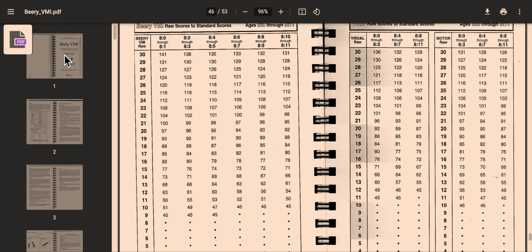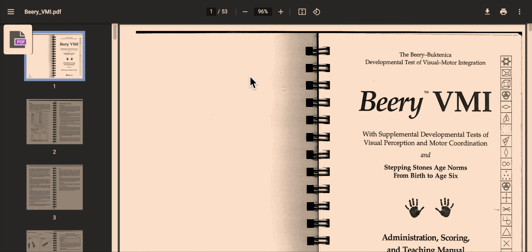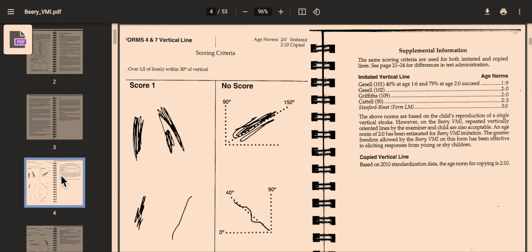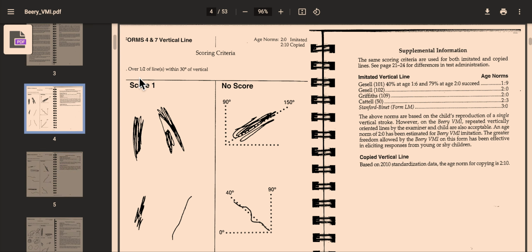Okay, we're going to take a look at how you're going to do the scoring on the VMI. At this point, you have completed how to calculate a chronological age correctly by watching the YouTube video link that was provided in your resources, and you have administered the VMI test according to the standardized directions provided to you in this manual. At this point, you're ready to score.